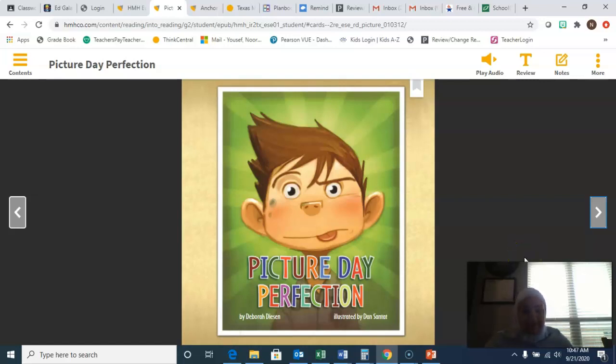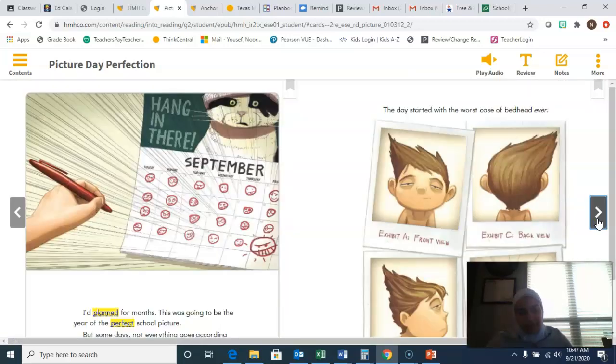Picture day is a day in school where you get the chance to take a picture, right? So maybe he was trying to look perfect on picture day. I don't know. We'll see. Okay, let's go ahead and start reading.